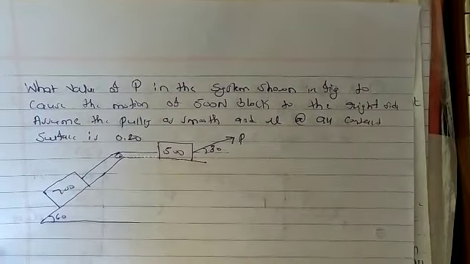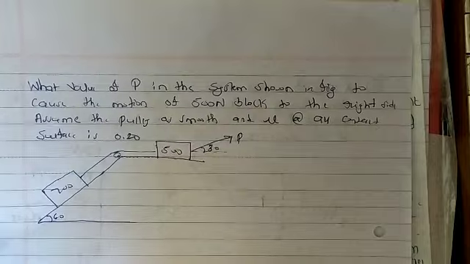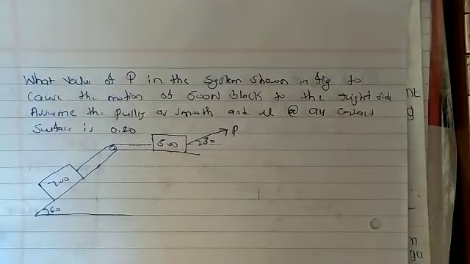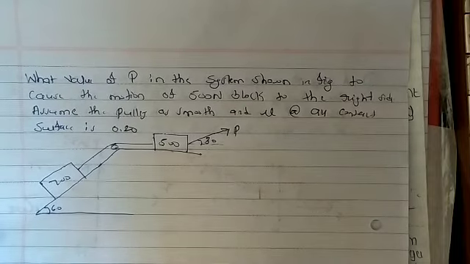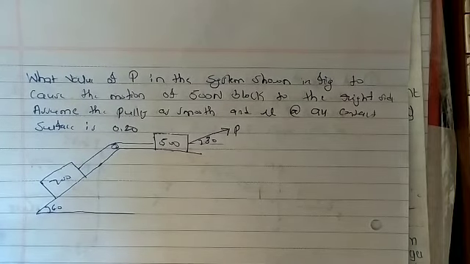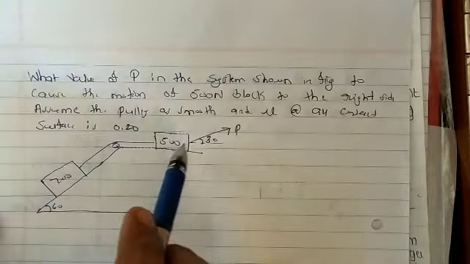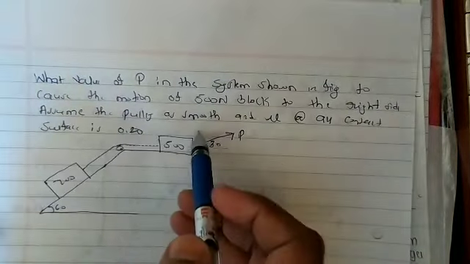Okay, so next we'll start with the other problem. Here the bodies are connected to each other. The question is, what value of P in the system shown in the figure will cause the motion of the 500 Newton block to the right side? So motion is taking place in this direction.